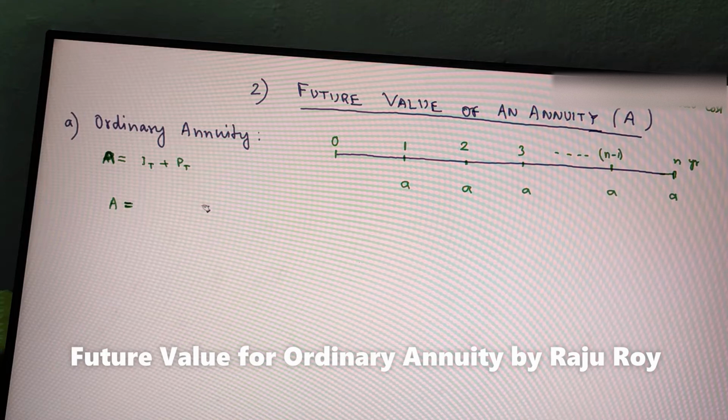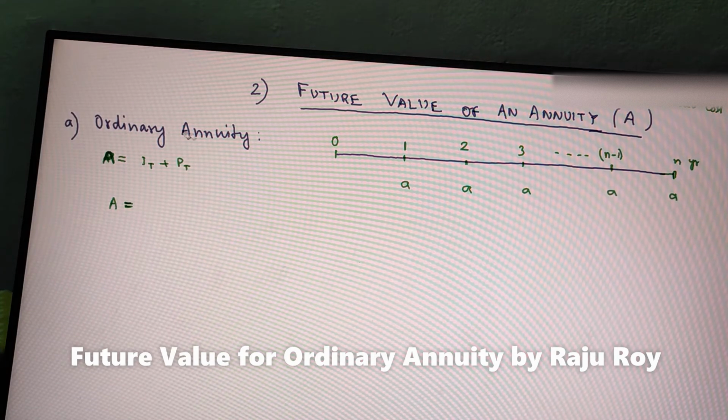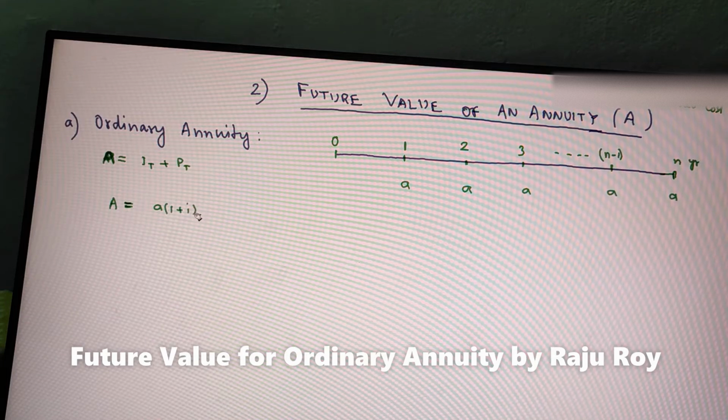So here you see, from 0 to 1 year it won't gain any interest because you are not paying anything here, right? I am taking an ordinary annuity. So I am starting the payment at the end of each year, right? So the first annuity will gain interest for n minus 1 years, right? So the amount will be A into (1 plus i) raised to the power n minus 1, right?